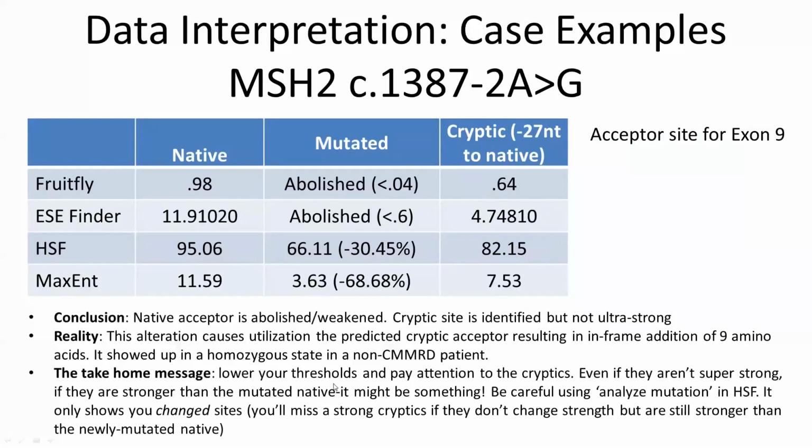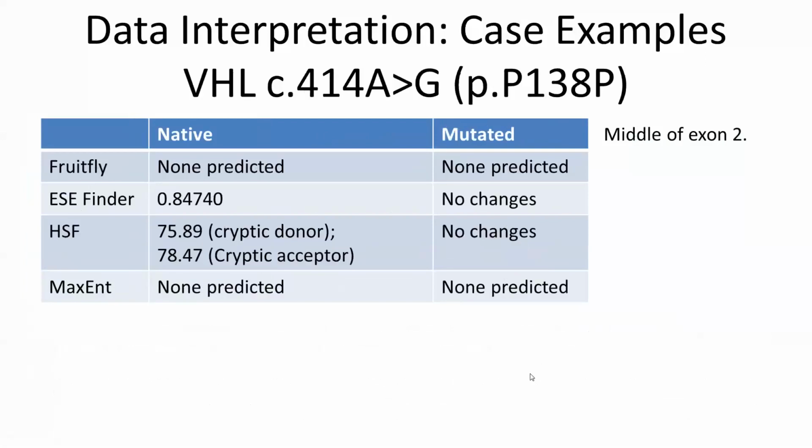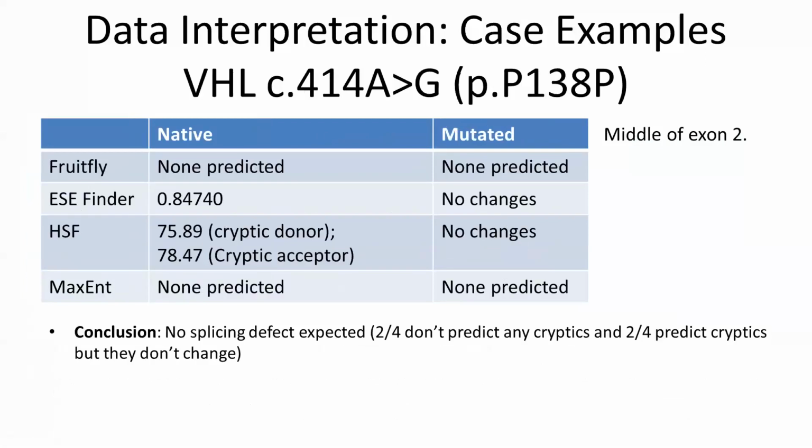So the take-home message is, please don't forget to lower your threshold and pay attention to those cryptics. Even if they're not super strong, like this is not super strong, they might actually be used. This was an interesting synonymous case. There were absolutely no changes predicted at all. So we would throw this one out the window.